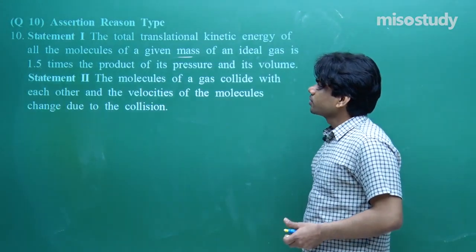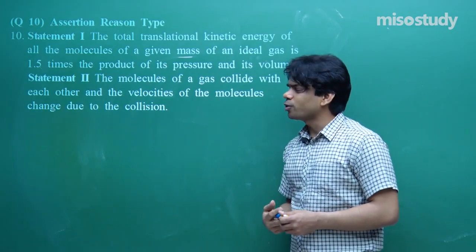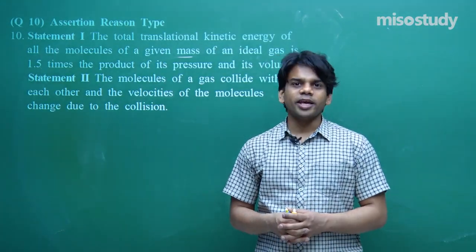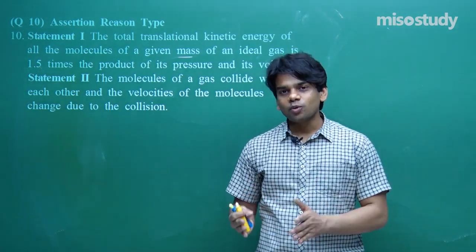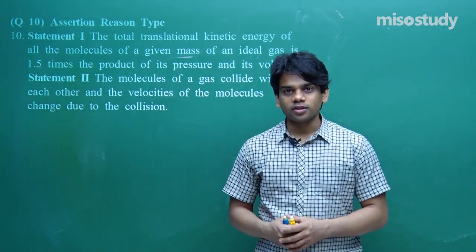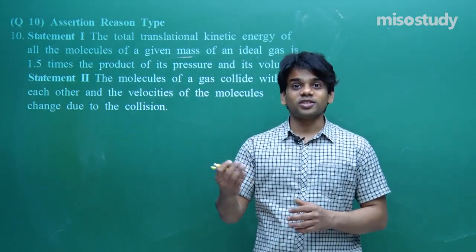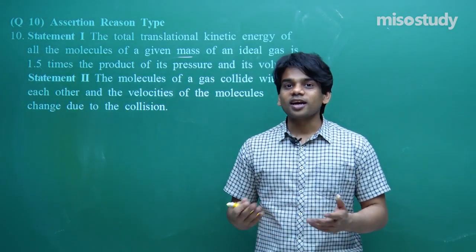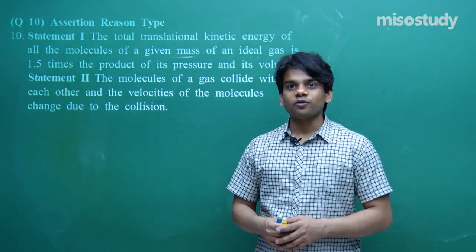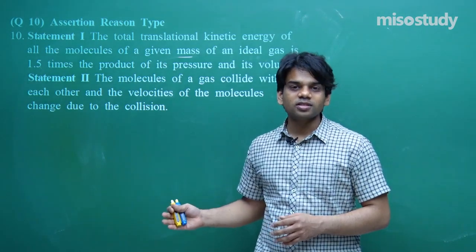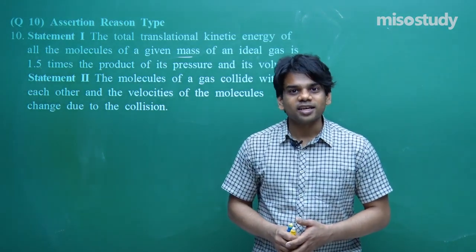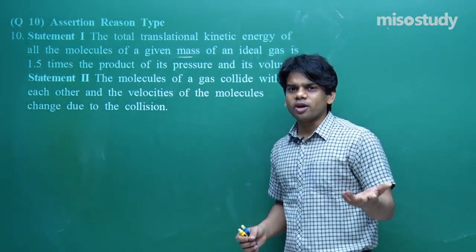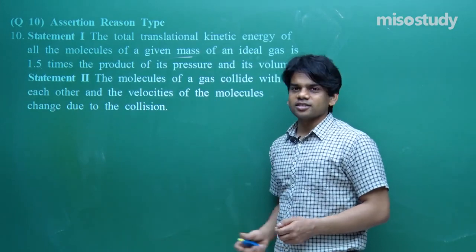Question number 10 is an assertion-reason type question, and you must choose which option: A, B, C, D. Let me just clarify this. Option A, you need to choose if both 1 and 2 are correct, and the second statement is the correct explanation for the first statement. B, you have to choose if both are true, but the second statement is not the correct explanation. C, you have to choose if 1 is true, second statement is false. D, you have to choose if 1 is false and the second statement is true. I hope that you can orally identify which option you will be choosing after reading these statements.